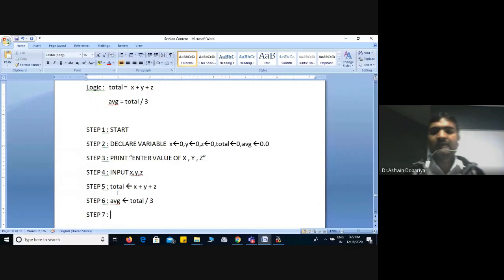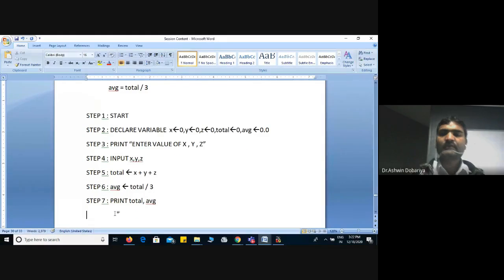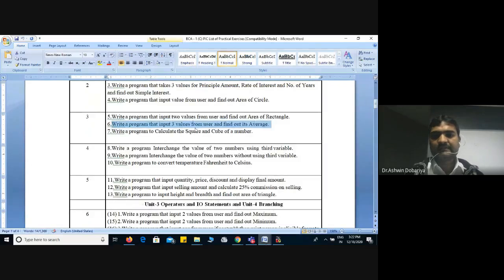Now in our program, we have to just display average, but here you can write like this also, print total and average. It means we want to display both total as well as average. Then you can mention it that way also. And the final step is step number 8. Stop. I hope friends, all of you understood this. This is our program number 6.